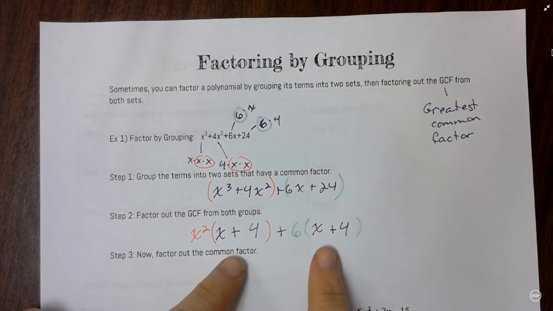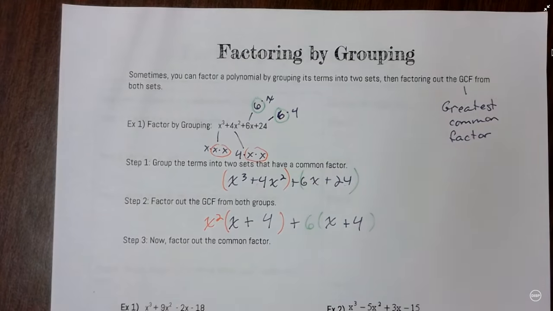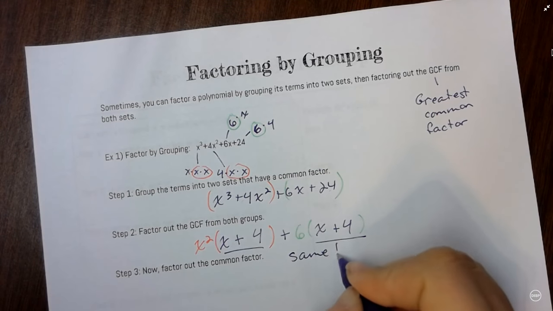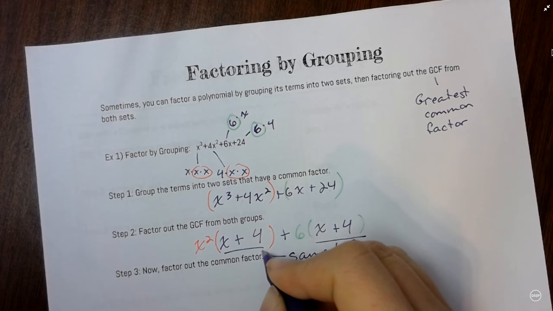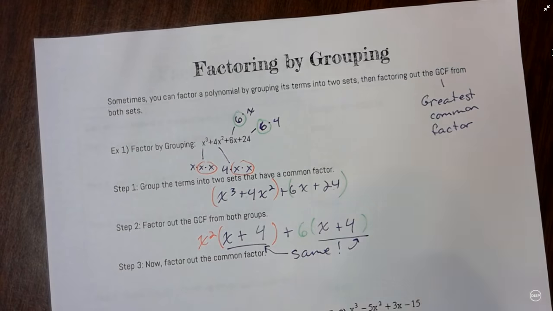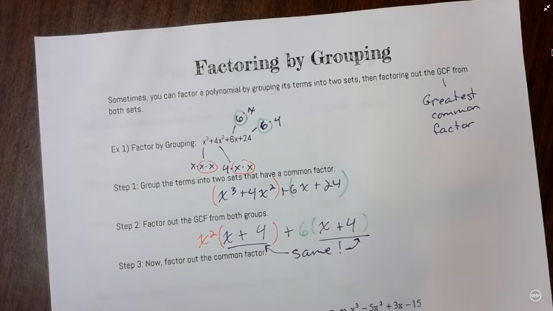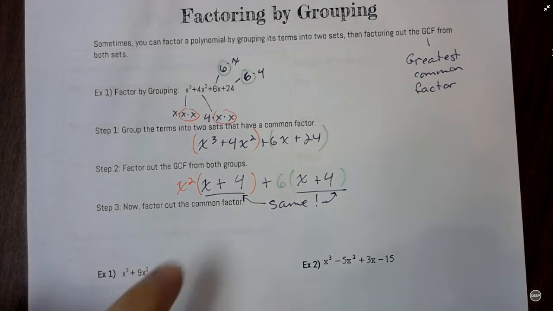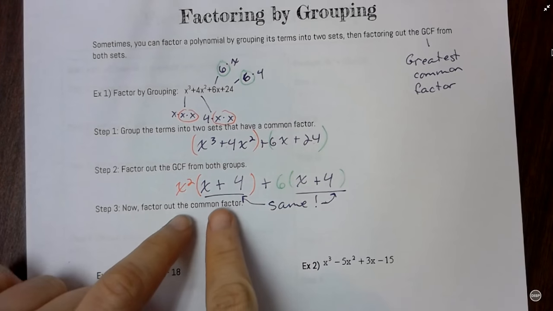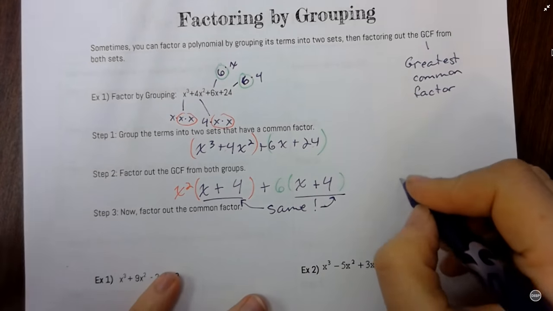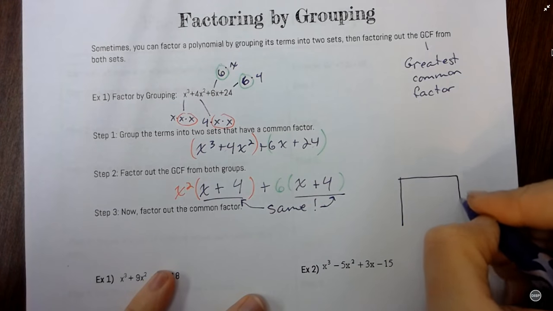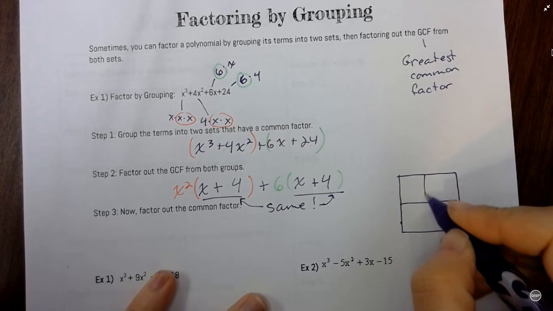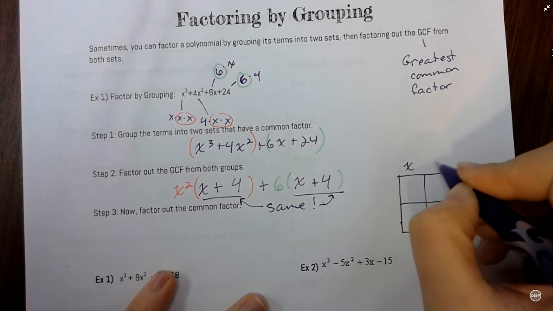Now, notice what we got here. These are both the same. That's what you want. You want those to be the same. If those are the same, then this method is going to work. And if not, then you just have to use one of the other methods. No big deal. So this means that x plus 4 is the common factor. So if I set up my multiplication, just like so, one of my factors is going to be x plus 4.